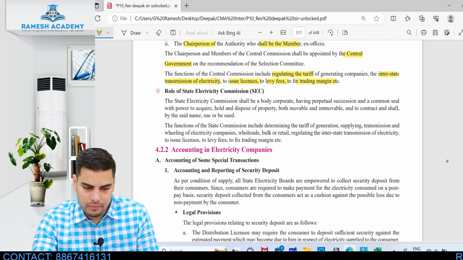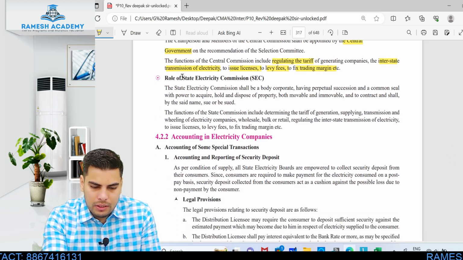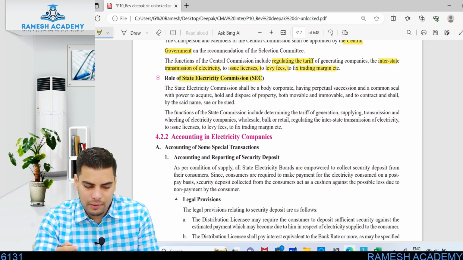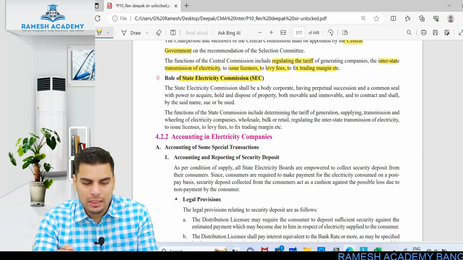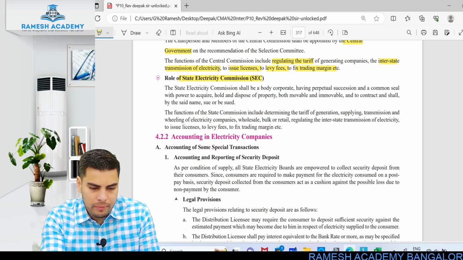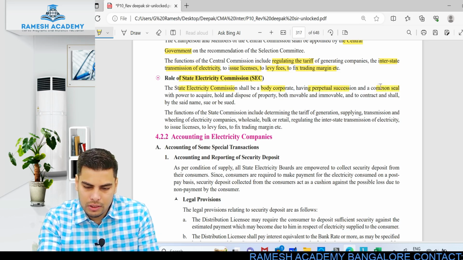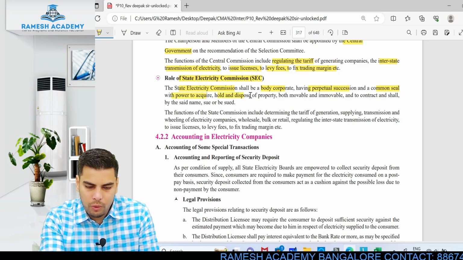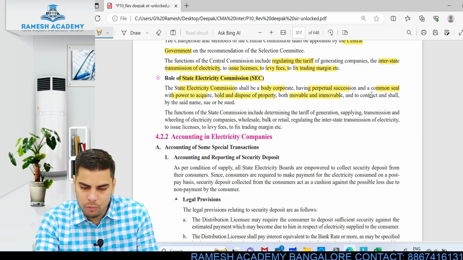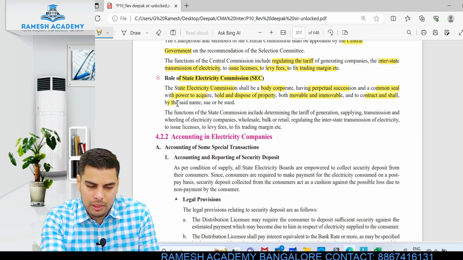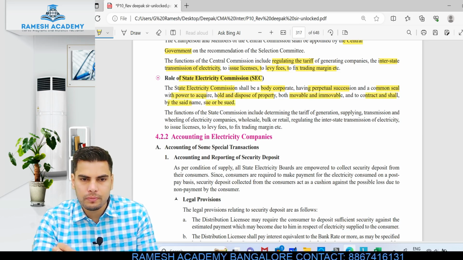All right. Then they are given the State Electricity Commission. So what exactly will be the role and responsibility of this State Electricity Commission? Let's talk about it. The State Electricity Commission shall be a body corporate having perpetual succession, a common seal, with the power to acquire, hold and dispose of property, both movable and immovable, and to contract, and shall in the said name sue or be sued.